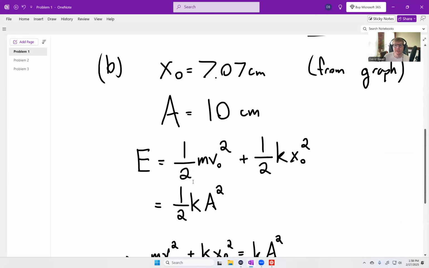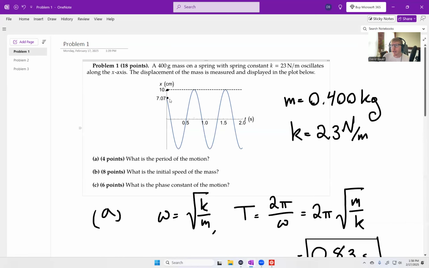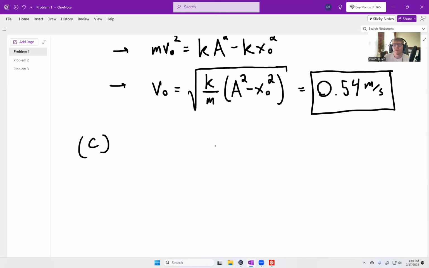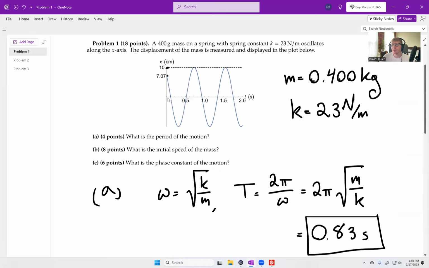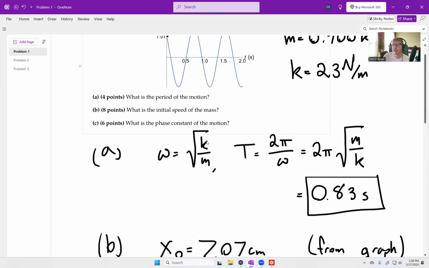Okay, everyone's favorite thing, calculating phase constants. So again, we have the initial position, and you should always keep in mind that what the phase constant is telling us is the initial conditions. And if we know what the mass is doing initially, in particular, if we know the initial position and we know the initial direction of motion, then we can find the phase constant.